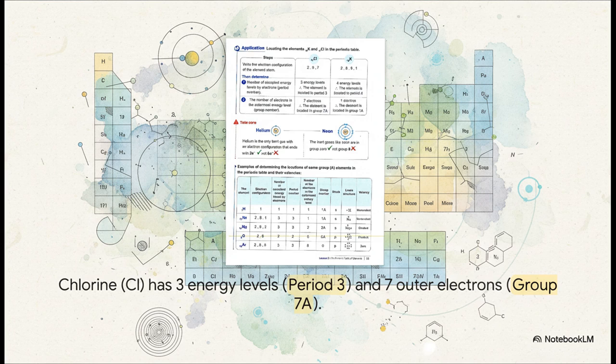Chlorine, or Cl. As you can see right here, its electrons are spread out across 3 energy levels. So, what does that tell us? It has to be in period 3. Now let's look at just the outermost level. How many electrons are there? 7. And that means it must be in group 7A. See? We just found its exact address on the map.